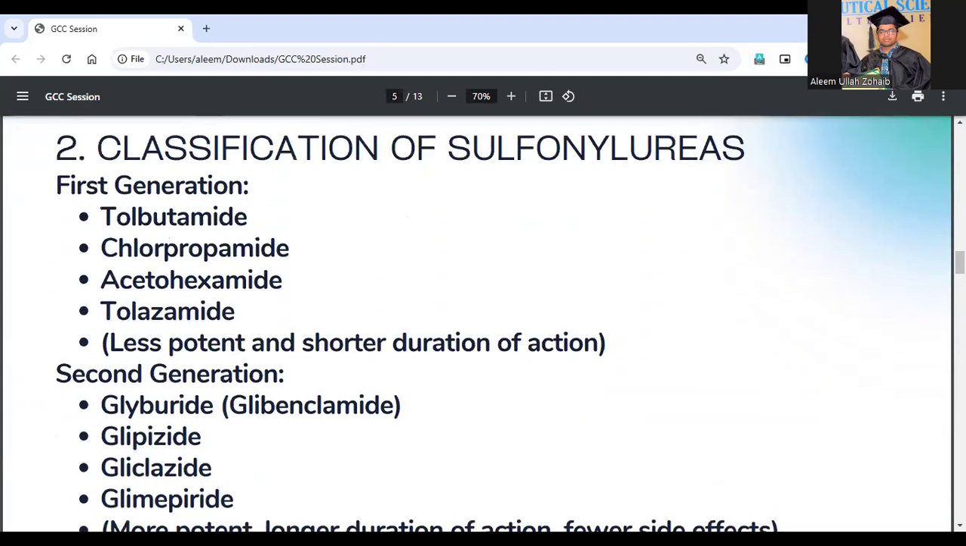Classification: the first generation are tolbutamide, chlorpropamide, acetohexamide, tolazamide. These are less potent and have a shorter duration of action. Less potent means more dose is required to achieve the therapeutic effect.